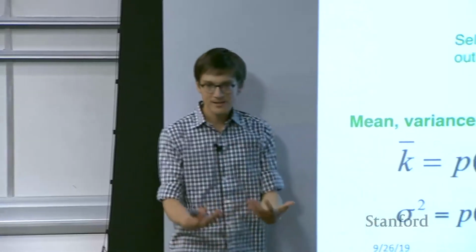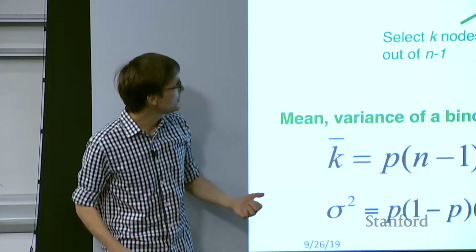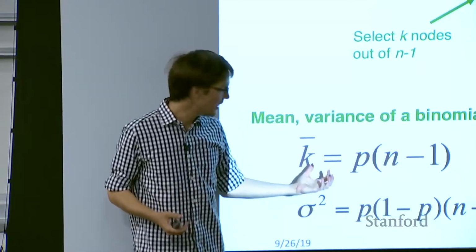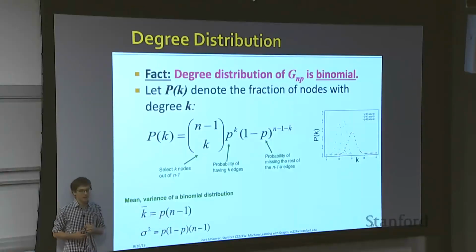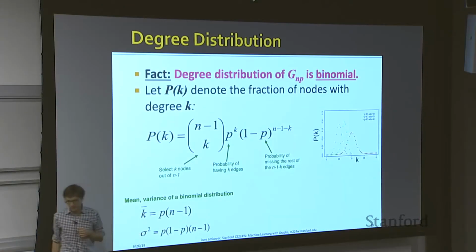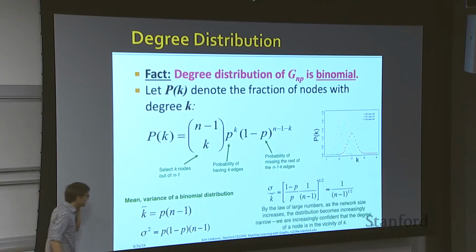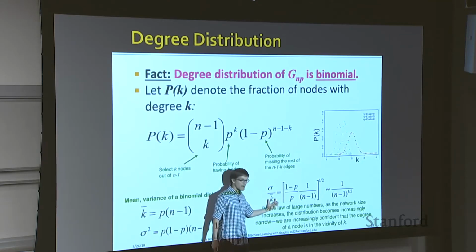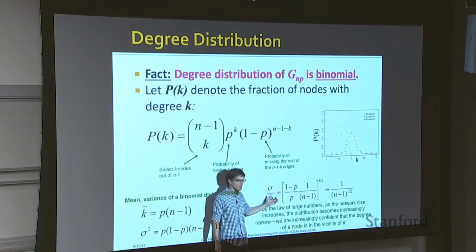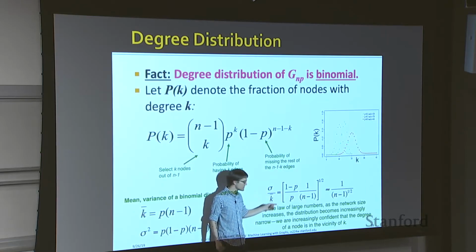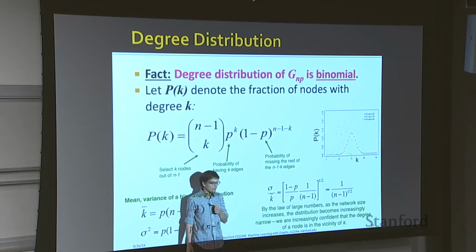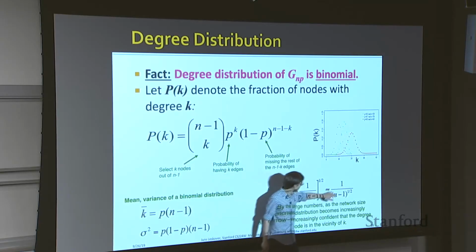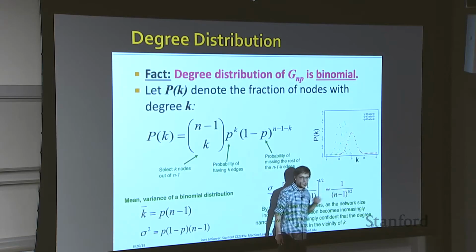The first thing is, what's the mean of a binomial distribution? It is just p times n minus 1. So basically, the mean or the average degree will be p times n minus 1. And here's the expression for variance. The reason I'm showing you this expression is that you can then ask, how does the variance change as a function of the average degree? So you can measure variance in terms of the average degree. And if you compute this, you see that this ratio has the value of 1 over square root of n.